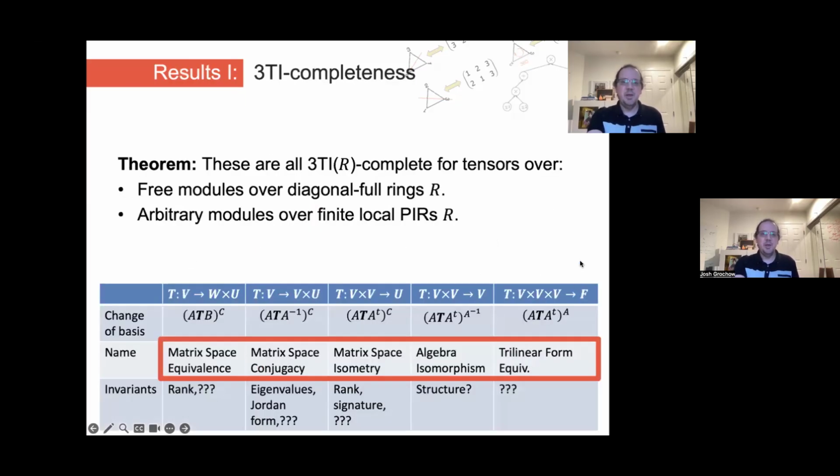Okay, so what do we get? Our first set of results is 3TI completeness. Over certain rings R, we show that, remember, this was all 5 natural tensor problems, and we look at other ones that arise in that big diagram as well. We show that these are all equivalent. They're all 3TI over R complete. And this is for free modules over diagonal full rings R, or arbitrary modules over finite local principal ideal rings.